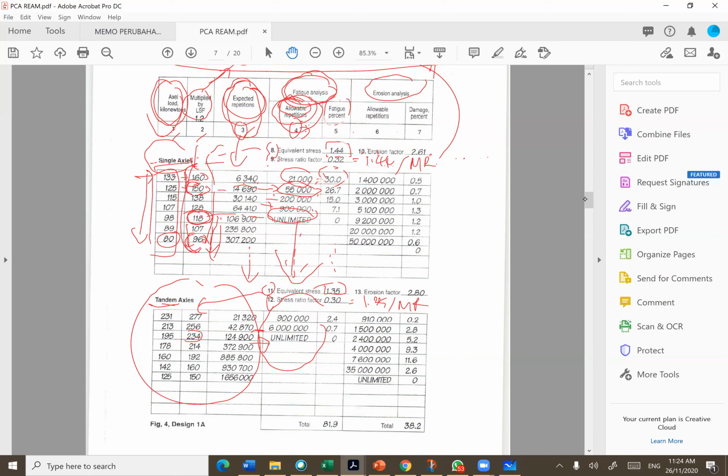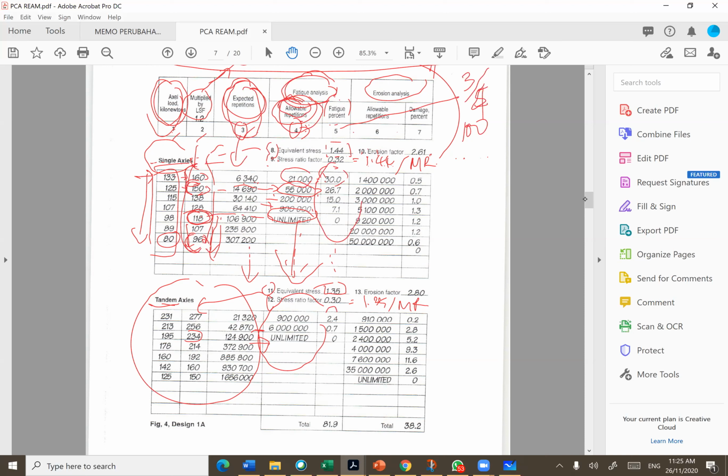Alright. So column number 5 is 3 over 4 times 100. Okay, you get the fatigue percent. So this is actually the damage percent that occurs when we have this certain value of load traveling on this road. So what you have to do is total up.